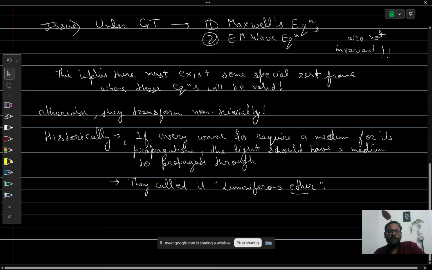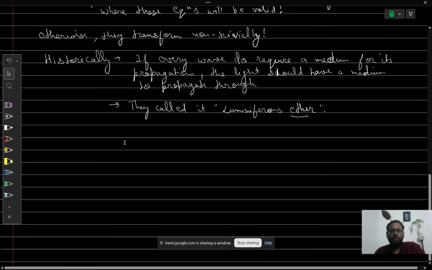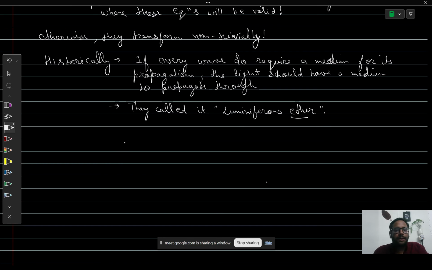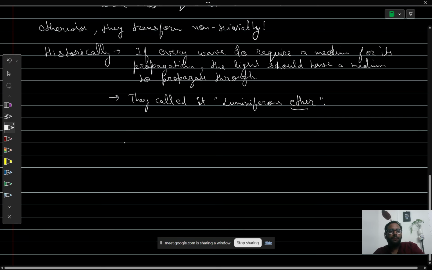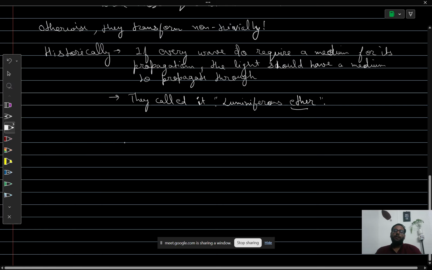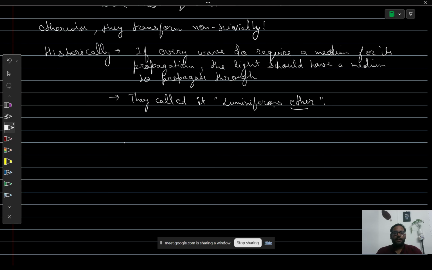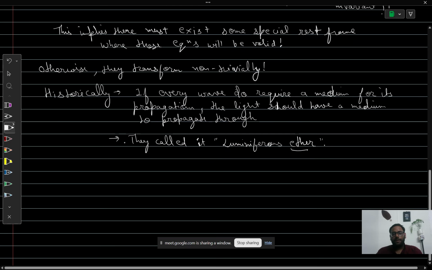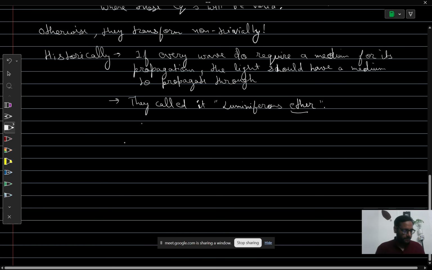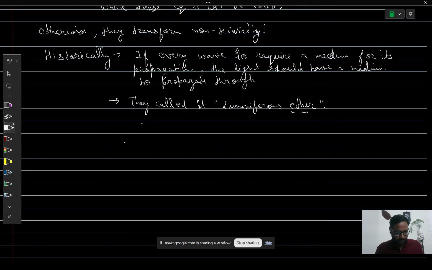Then people like Michelson and Morley tried to test the ether wind, and they tried to calculate the velocity of this ether wind, whether it is dynamical or not dynamical. I will explain things better now.